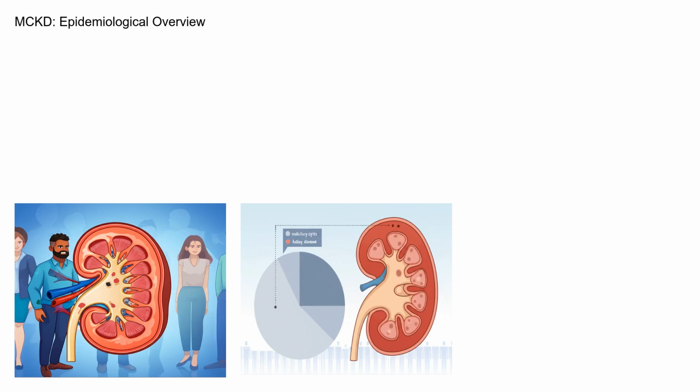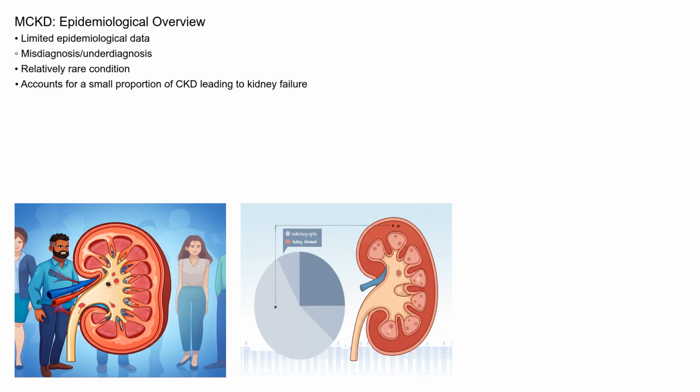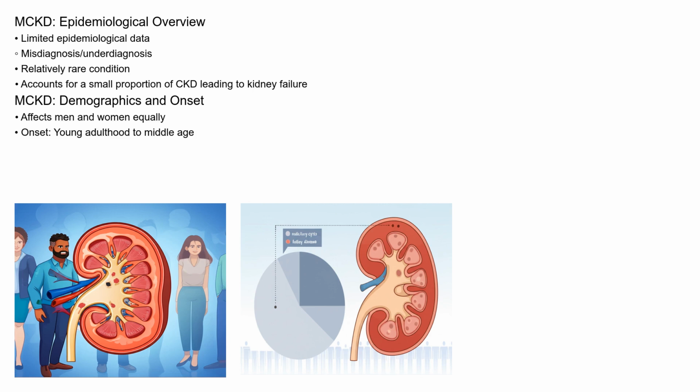Unfortunately, precise epidemiological data on MCKD is limited, largely because it is often misdiagnosed or underdiagnosed. It is a relatively rare condition. However, estimates suggest that it accounts for a small but significant proportion of cases of chronic kidney disease leading to kidney failure. It affects both men and women equally. The age of onset can vary, but symptoms often appear in young adulthood to middle age. Accurate tracking is challenging due to overlapping features with other kidney diseases.